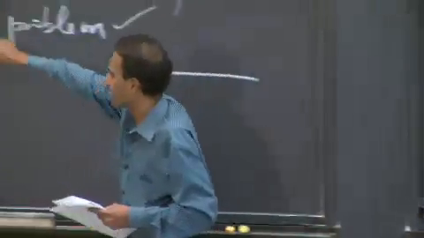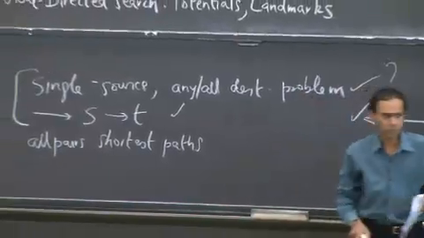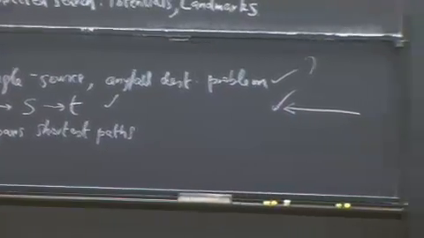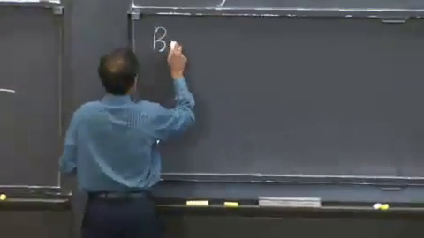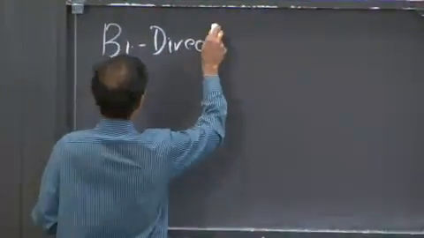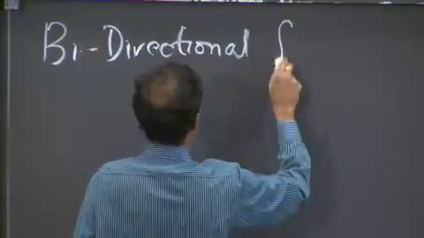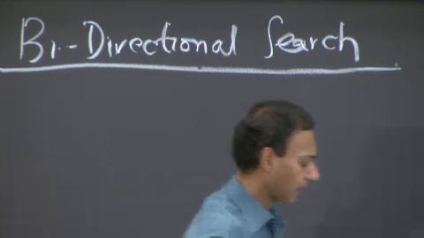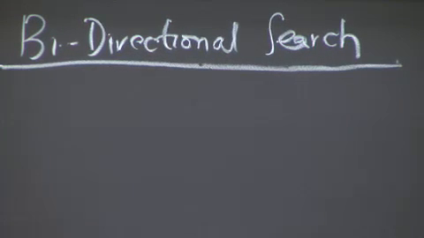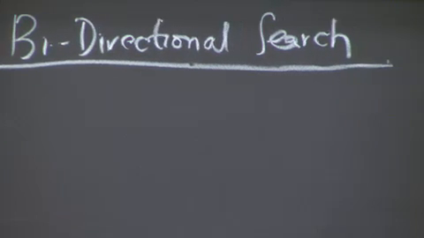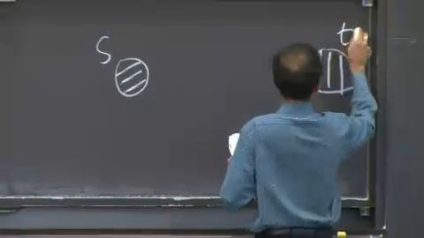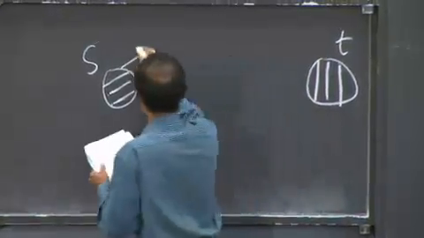That sort of takes care of the first optimization corresponding to single source, single target. Let's talk about something that's a little more interesting and non-obvious, which is the notion of bidirectional search. In bidirectional search, we have S and we have T, and we have a bunch of nodes in between.